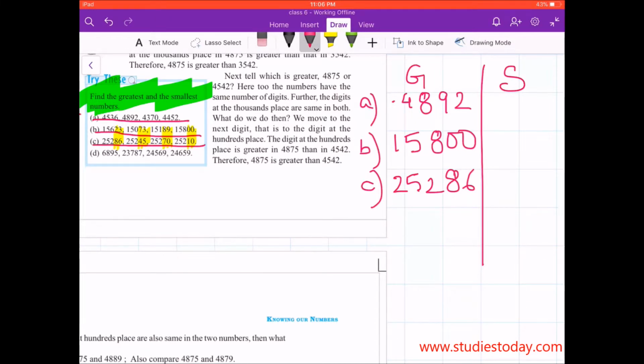25,286. And the last one is an easy one because here 3 numbers are of 5 digits and only 2 of them are bearing some similar digits. So if I compare 24,569 and 24,659, then obviously 24,659 is the greatest. Now our work is to find the smallest number from the above of the categories.